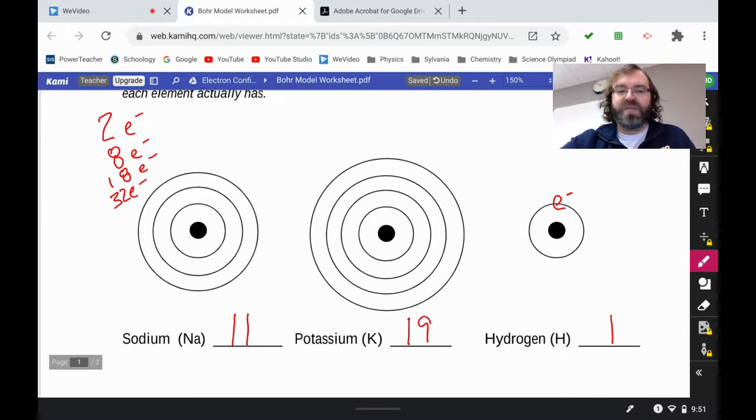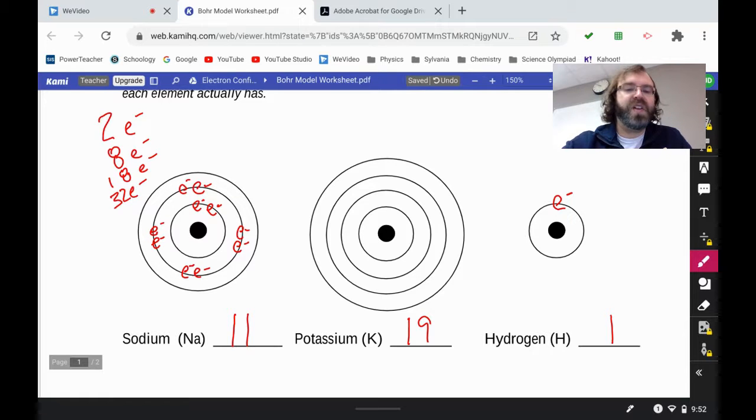Now, let's go back to sodium. Sodium would be the next easiest since it has 11 electrons. In the first energy level, we have 2 electrons. So we do 1, 2 electrons. The second energy level can hold 8. I still have 9 left to use because I just used 2. So I'm going to do 1, 2, 3, 4, 5, 6, 7, 8. That's the second energy level.